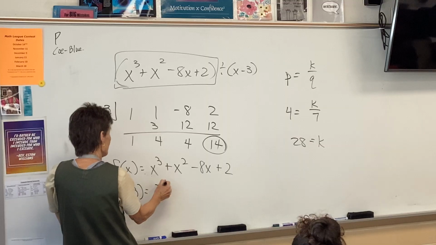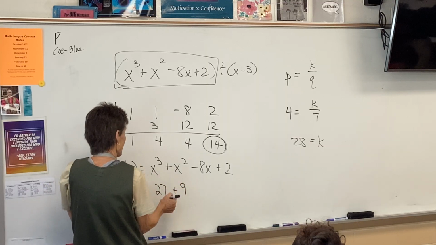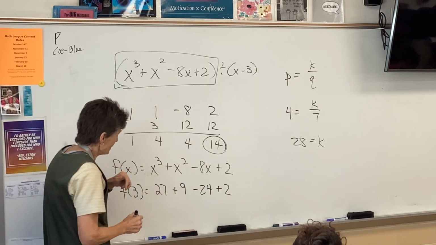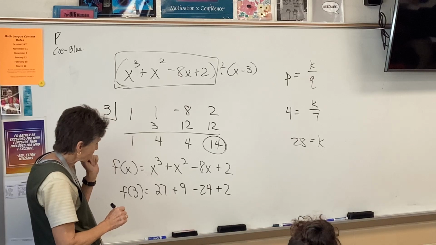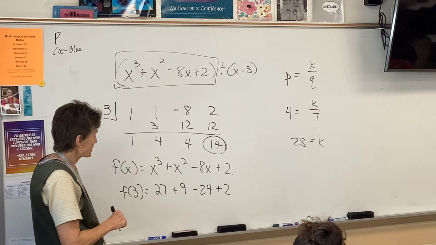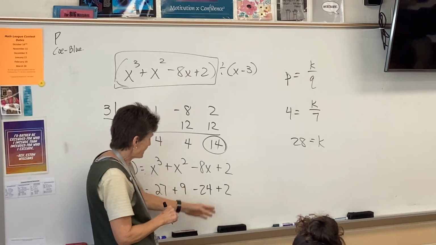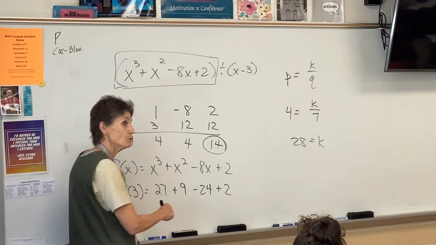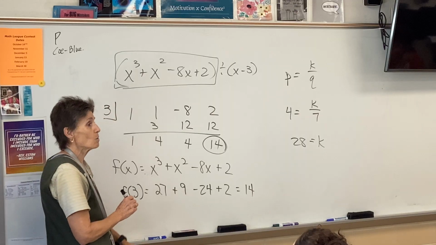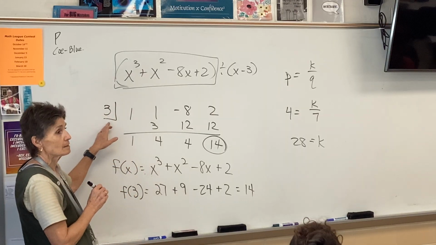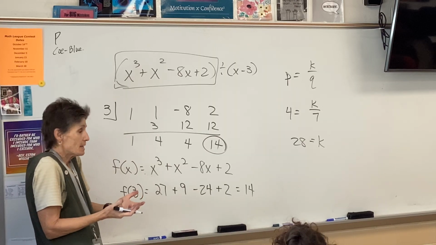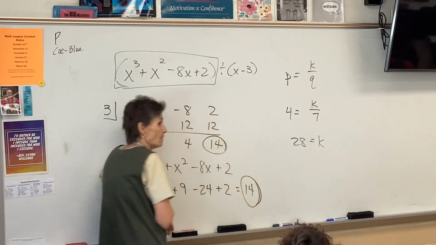So 3 cubed plus 3 squared minus 8 times 3 plus 2. Now, let's work this out. 27 plus 9, that's 36. Minus 24 is 12, plus 2 is 14. Look at that. So when you plug in the number that you were going to divide by, it will give you the remainder.